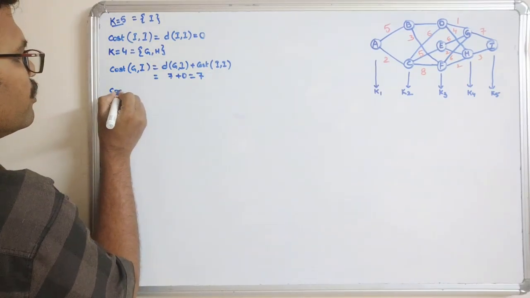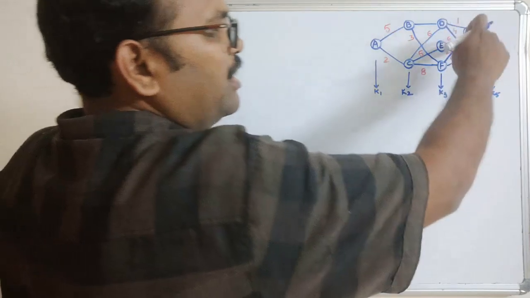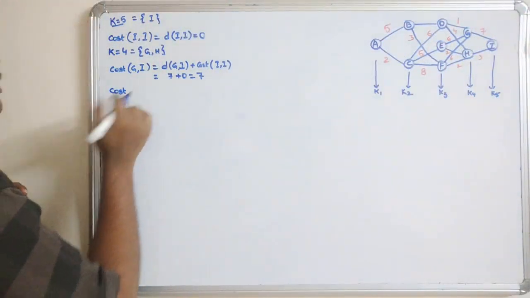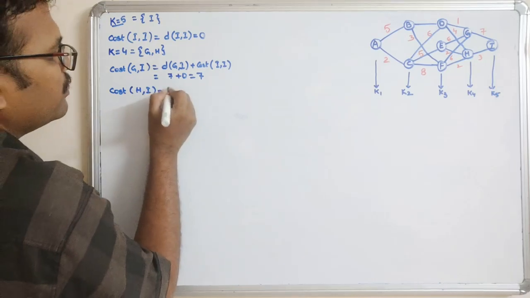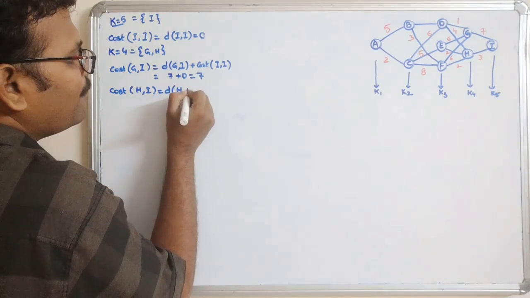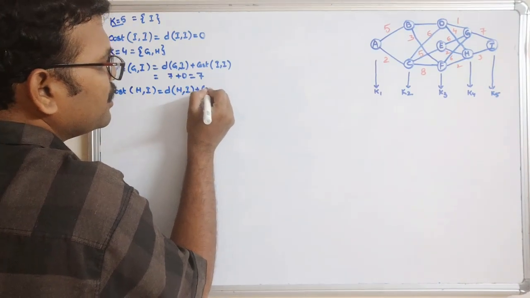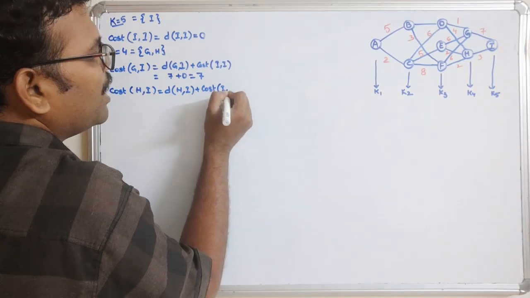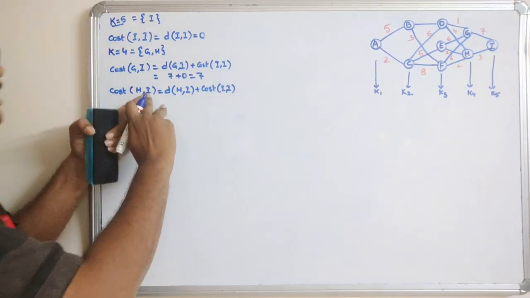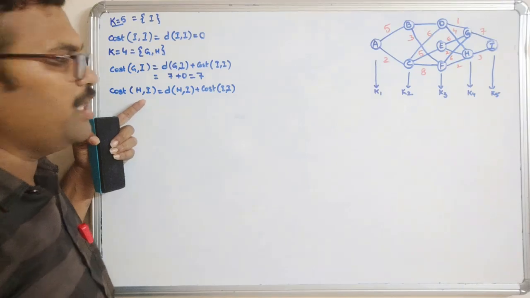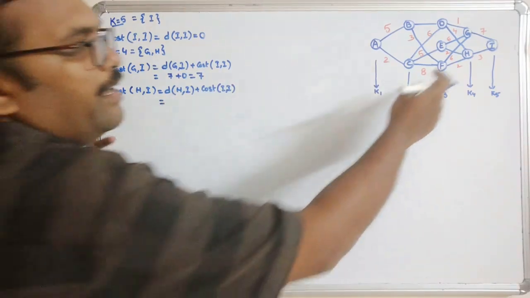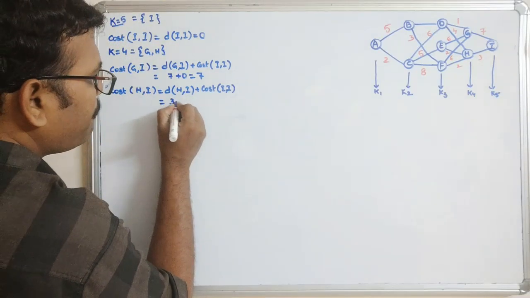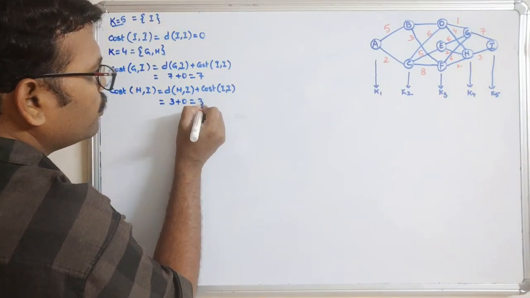Similarly, we need to find out the cost. Any other outgoing from G? No, leave it. So the cost of H and I gives the distance of H comma I plus cost of I comma I. That means the next vertex to destination. Here the same vertex will be the destination, so we are getting 0. So H and I is 3 plus 0, which is equal to 3.